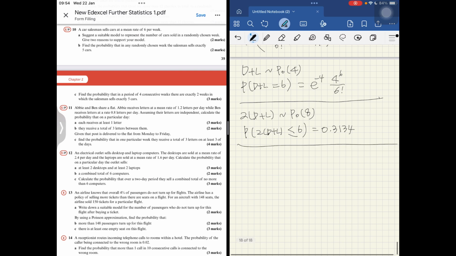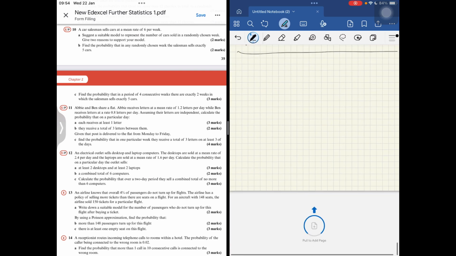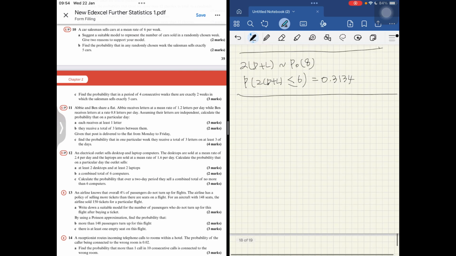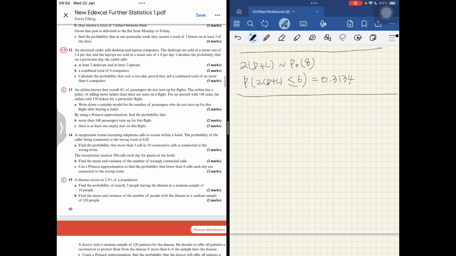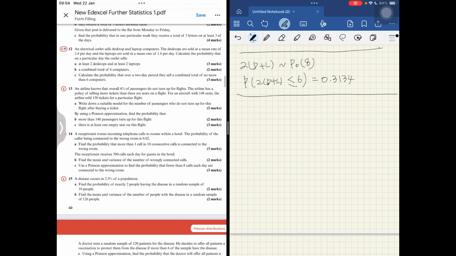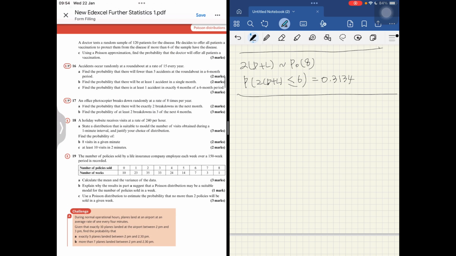And number 13. The airline knows that over 4% of passengers do not turn up for flights. The airline has a policy of selling more seats, but this is not examinable.